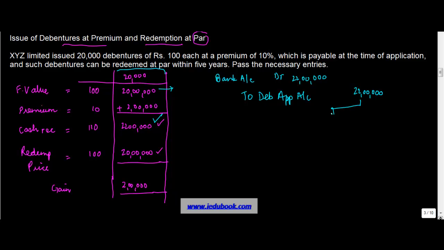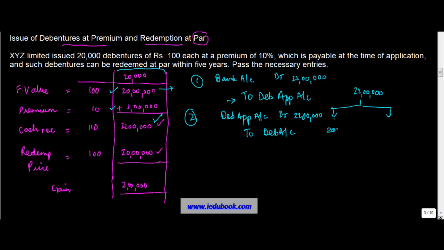Now this 2,200,000 is on a what account? One, it is 20 lakh to the extent of issue of debentures, and 200,000 because of the security premium or the premium that you receive. So you will transfer this debenture application account by debiting it by equal amount, right? And credit it to one face value of debentures. To debenture account, 2,000,000, because that's the amount of liability that you have to pay.